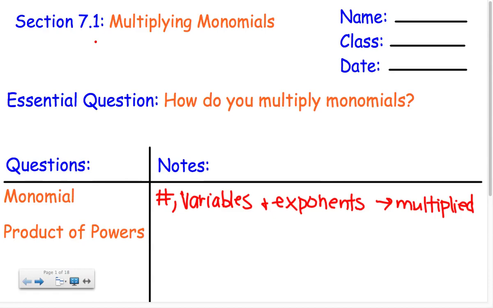The product of powers tells us that if I have, let's say we'll use numbers here, so let's say 3 to the 5th, actually let's use a variable instead. So if I have g to the 5th times g to the 3rd, the way I simplify that is I add my exponents. I add 5 and 3, which gives me 8. So if I have 5 g's, and I have 3 g's, I end up with a total of 8 g's.